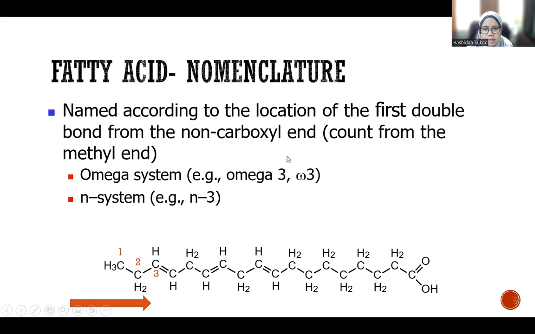So kalau kita nak bagi nama macam ni, if you want to put this kind of name, we have to start from the methyl end. So methyl end, the methyl carbon number 1, number 2 and number 3. So dia akan jadi omega 3, or you can have it n-3. Okay, this one is using the omega system.